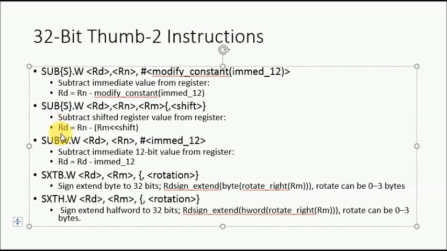Next, we have to subtract the immediate value from the register content Rn, and the result will be transferred to the register Rd.